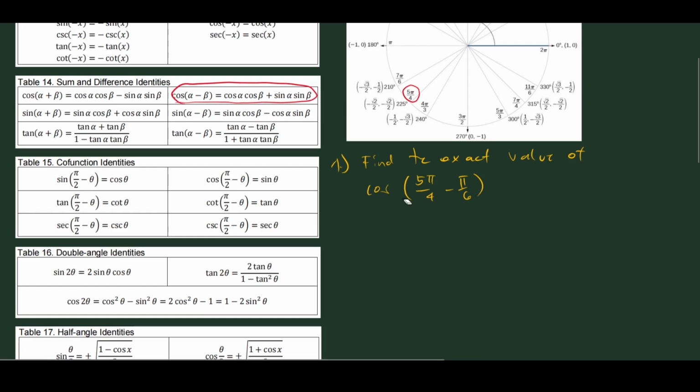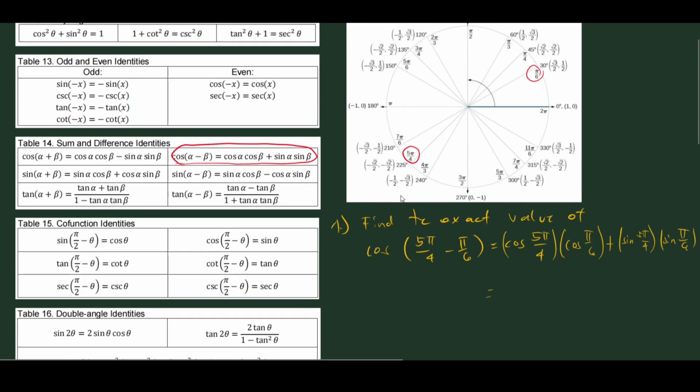From that formula, we can then say that this is equal to cosine of 5 pi over 4, multiplied by the cosine of pi over 6, and then we add that to the sine of 5 pi over 4. Let's just rewrite this, it's too cramped. And also sine of pi over 6.